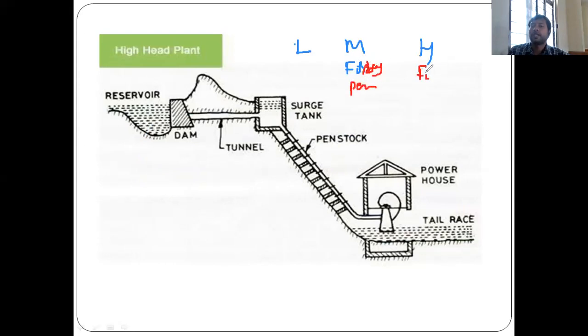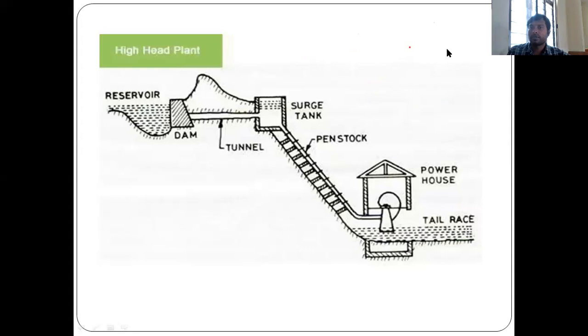And here are the forebay, penstock, and also surge tank. So in this medium head power plant, the penstock and forebay act as a surge tank. In the low head power plants, there is no forebay, penstock, or surge tank.